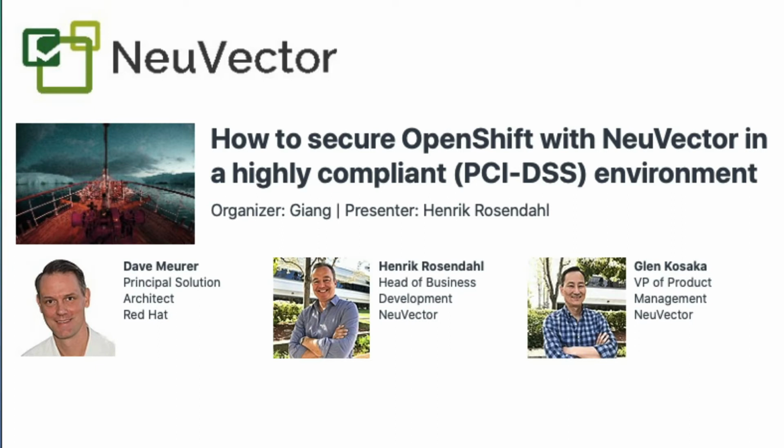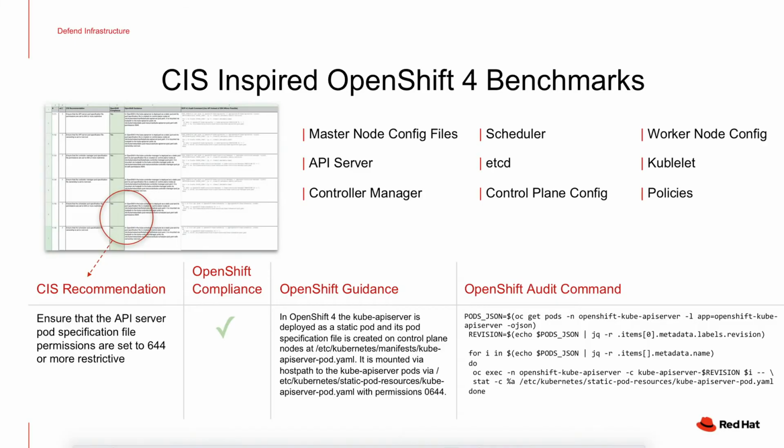Before we do that, and before I hand over the demo controls to Glenn Kosaka, I'm just going to give you guys a brief introduction to NeuVector, but also discuss what you need to put in place to make both OpenShift and Kubernetes PCI compliant. Let's talk about how to make your OpenShift PCI compliant with NeuVector. Before we go into the details, I'm just going to give you a brief overview of NeuVector for those of you who are new to the platform.